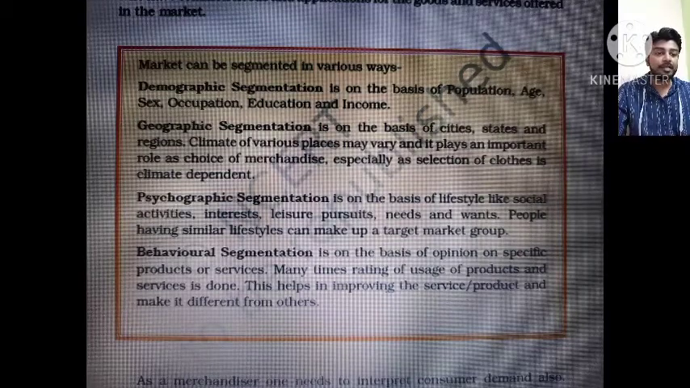Many times the rating of usage of the products and services is done. Because of this, the reviews are taken, which plays a vital role in the behavioral segmentation done by the merchandisers. So these are the four segmentations done by the merchandiser.